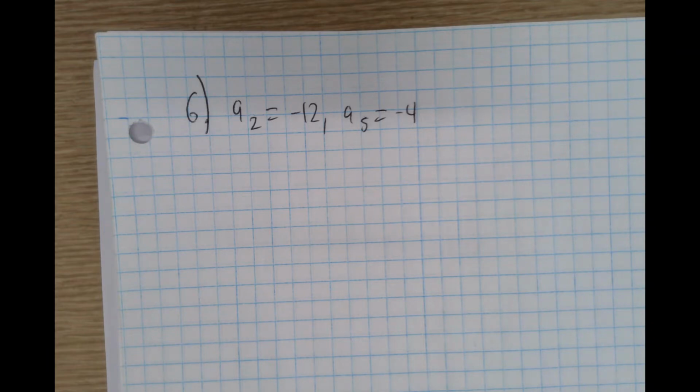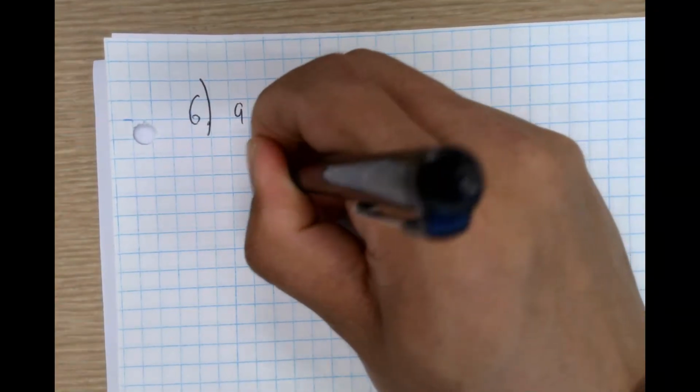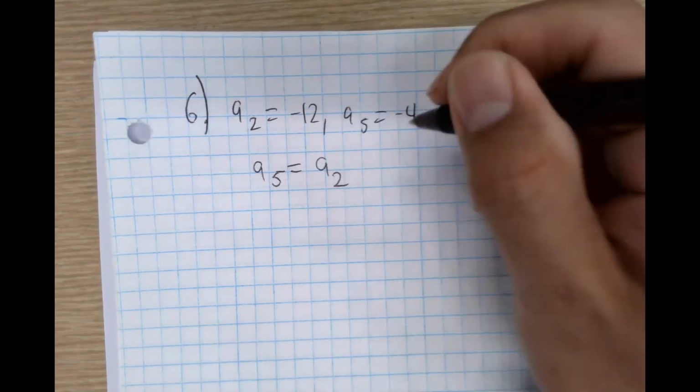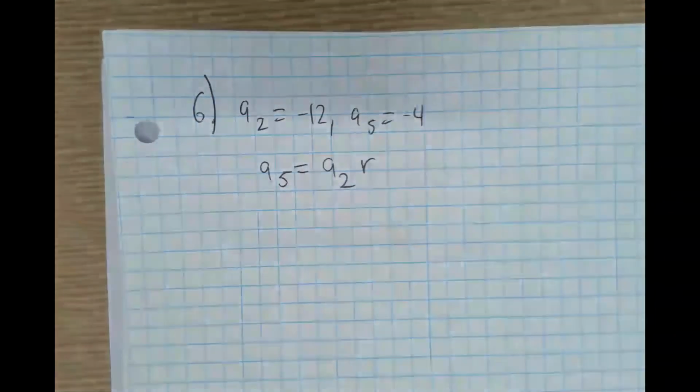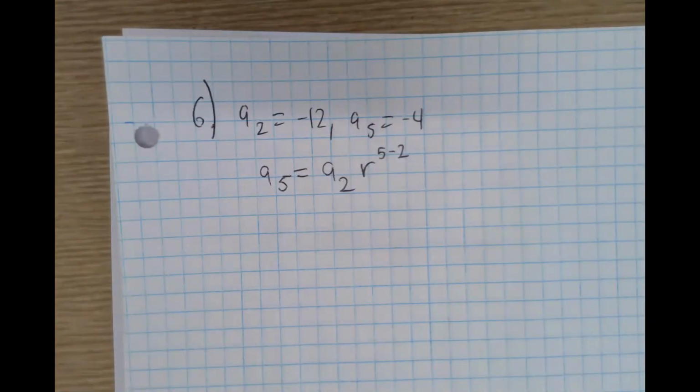So in this one, how do we find r? Well, we know that a5 is equal to a of 2 times r. And how many r's are there? Well, there's 5 minus 2 r's that we're going to multiply, right? Because to go from a of 2 to a of 5, you times it by 1 r, and it becomes a of 3. You times it by another r, that's a of 4. And then you times it by another r, and that's a of 5. So that's 3 total r's, or 5 minus 2. Right, 5 minus 2.